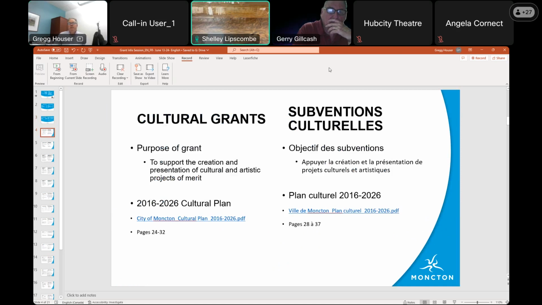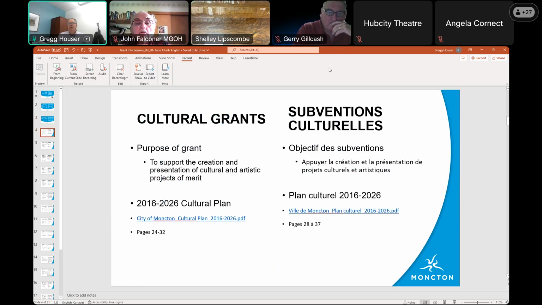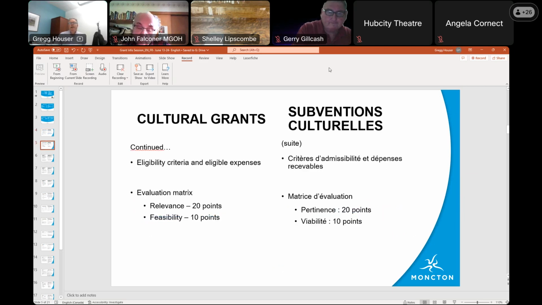First, the cultural grants. The purpose of the cultural grant is to support the creation and presentation of cultural and artistic projects of merit. It ties back into the 2016 to 2026 cultural plan. In this presentation, when you receive it, there's a link to that cultural plan, so one can look at what those components are. Eligibility and criteria are labeled within that plan.